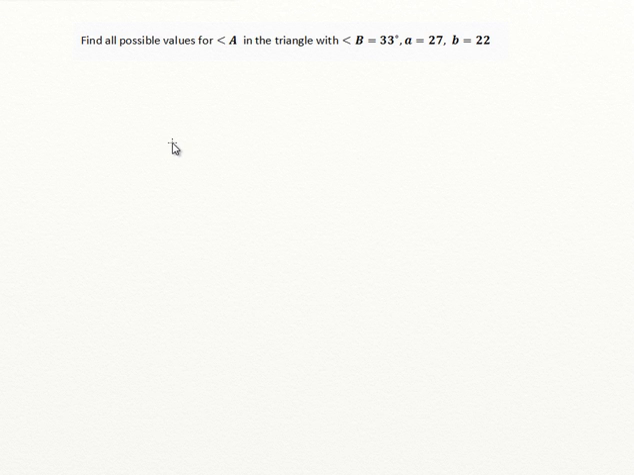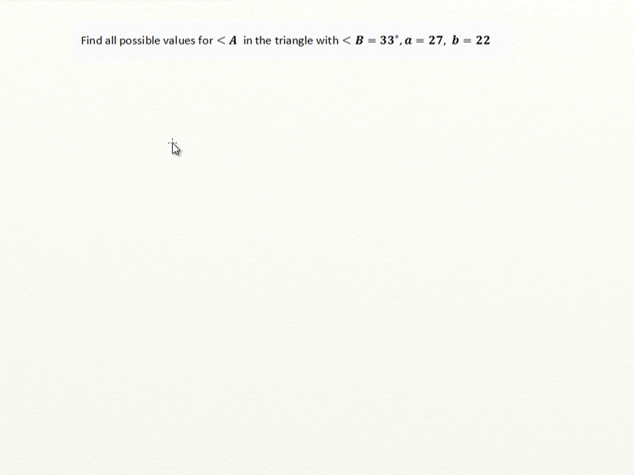In this lesson, we're going to investigate the ambiguous case of the sine law. What the ambiguous case of the sine law means is that when we use the sine law to find an angle measure, there might be another angle that we also need to include in our answer. That is, there may be two or one possible answers.